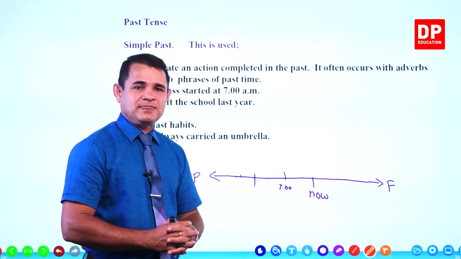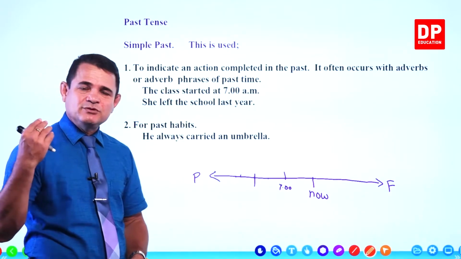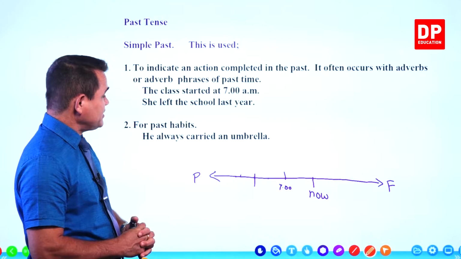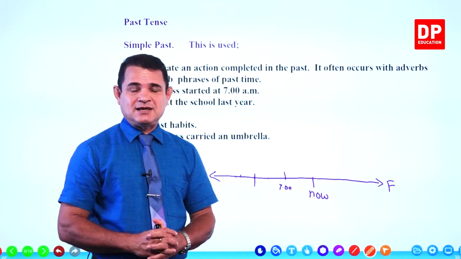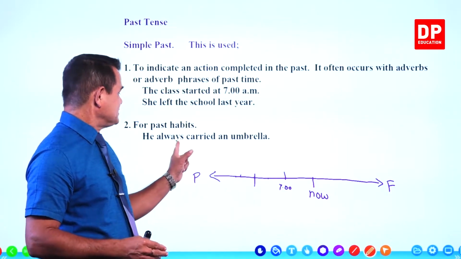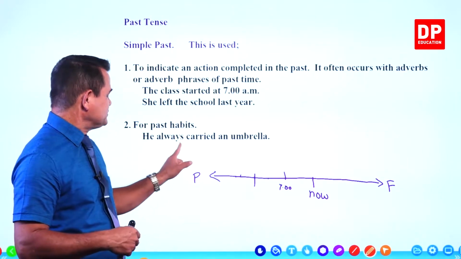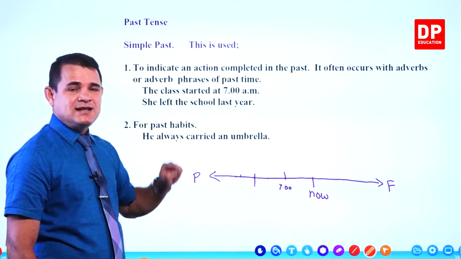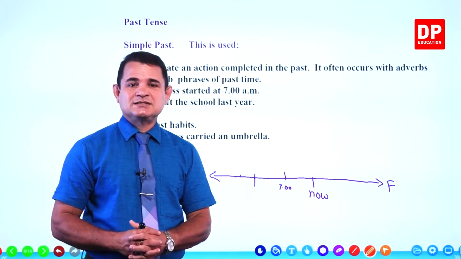And the second one is for past habits. Now look at the example. He always carried an umbrella. Always carried an umbrella. So it is a past habit. You can use simple past tense like that. He carried an umbrella. He always carried an umbrella. So that is possible, right? So that is the way of using simple past tense.